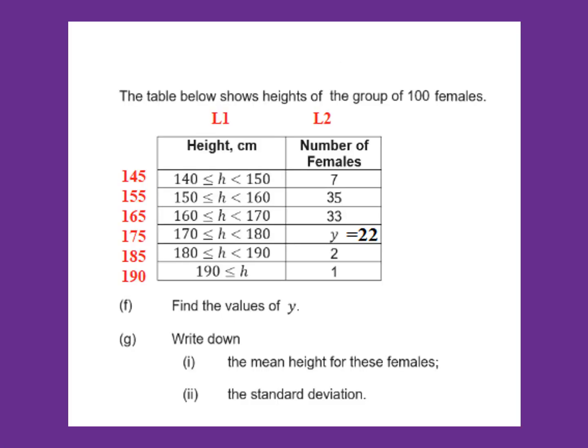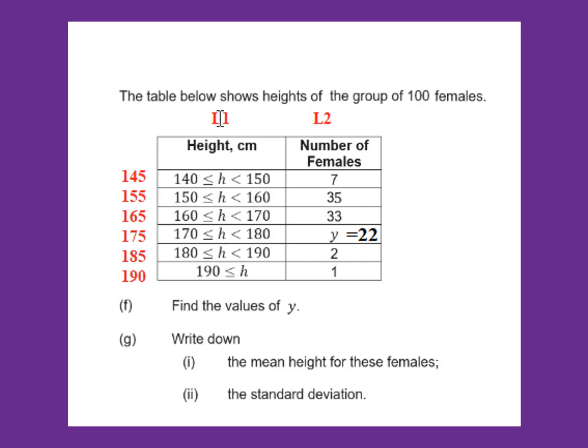For the y value, we are given the information that all the females number 100. So we use 100 minus 7 minus 35 minus 33 minus 2 minus 1. We got y equals 22. Then we need to put this into the graphing calculator. Since the data is continuous, you need to figure out the midpoint. We do 140 plus 150 divided by 2, you will get 145, then 155, until 190.